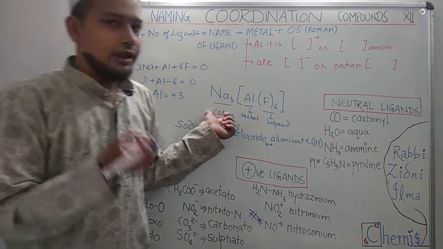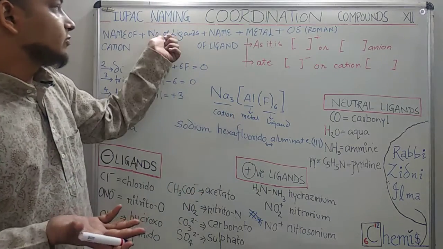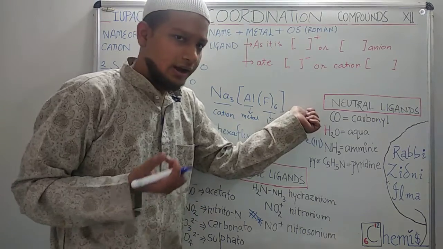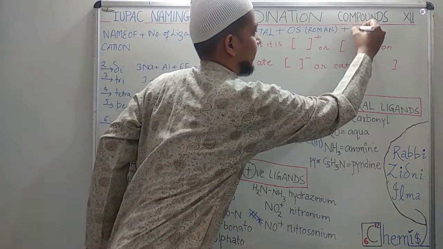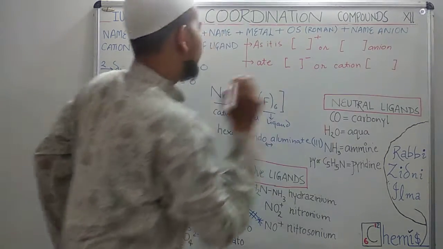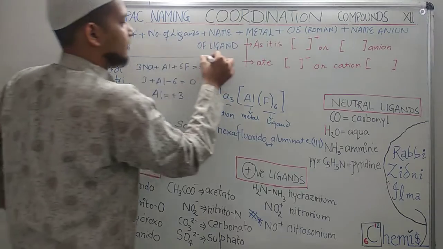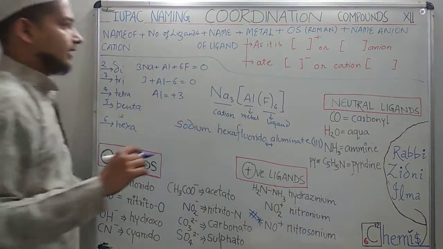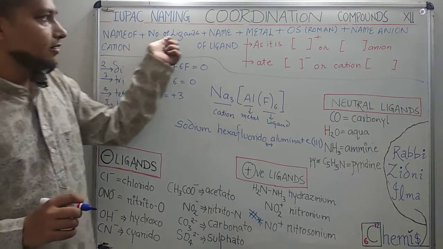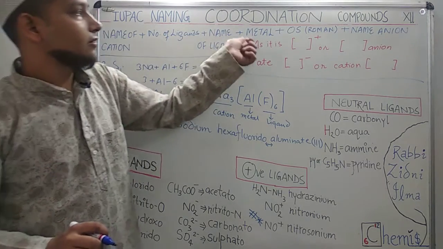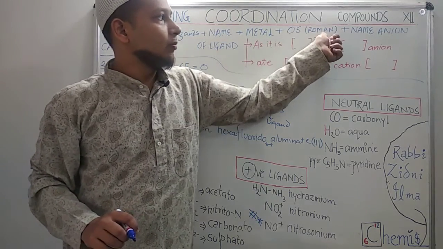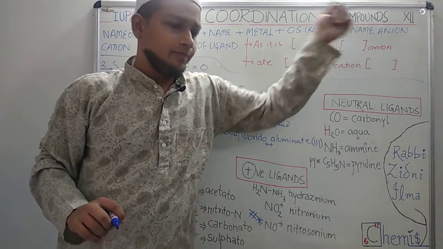So if you want to name any coordination compound, this will be your standard procedure. If you have an anion present to the extreme right, just name it after this. Name of the anion. So if you know this, you won't fail in any case of complex compound. Just write down the cation, number of ligand, name of ligand, metal as it is or with ate, oxidation state in Roman within the brackets, and name of the anion.